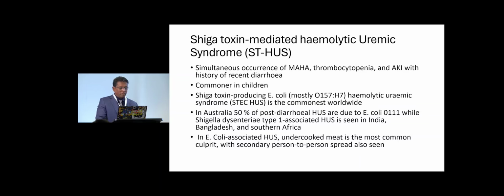So again, microangiopathic hemolytic anemia, which means Coombs negative hemolytic anemia with thrombocytopenia. This patient almost always will have AKI, history of recent diarrhea. So I'm not going to go into the E. coli stuff. In E. coli associated HUS, the undercooked meat is the most common culprit. So the one I'm talking about, that episode in Adelaide happened with undercooked meat, which was being sold by one particular person in that fair.